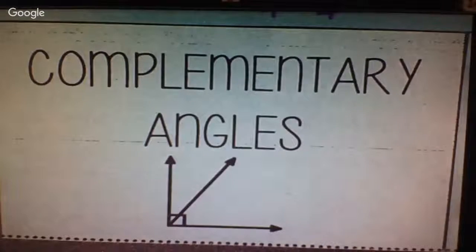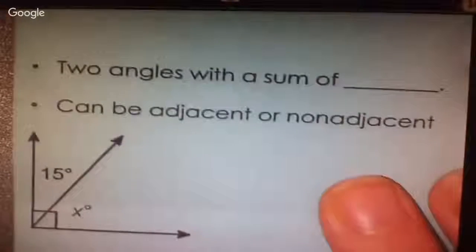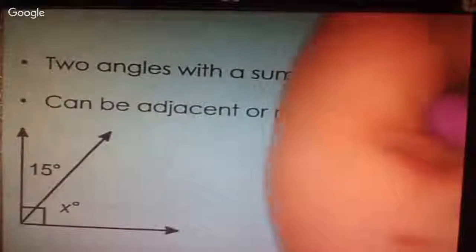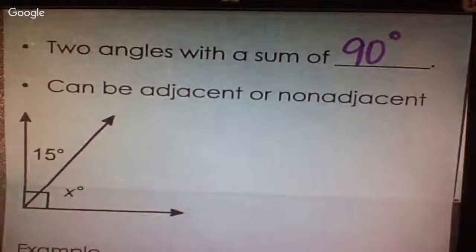Okay. Complementary angles. Take a look at your picture. Complementary angles are what? 90-degree angles. You should have learned this way back in middle school. Complementary angles are two angles with a sum of 90 degrees. They can be adjacent or non-adjacent, so they can be side by side or two separate angles. But either way, when I put them together, they equal 90.